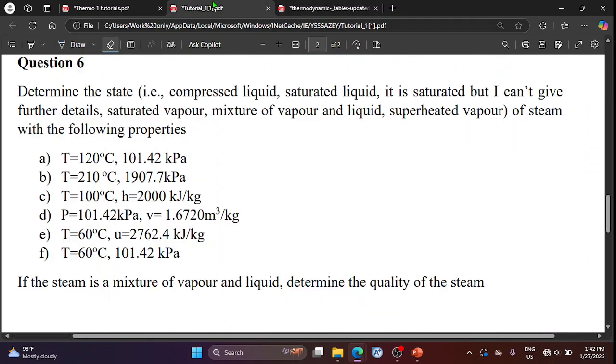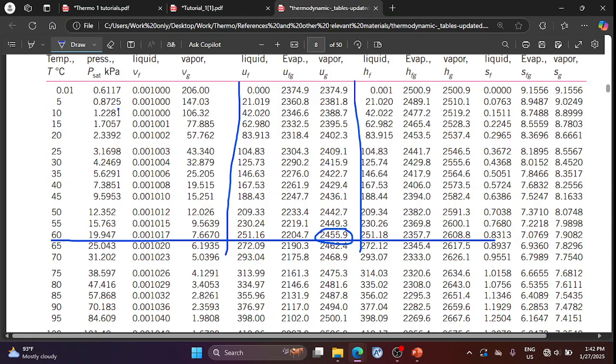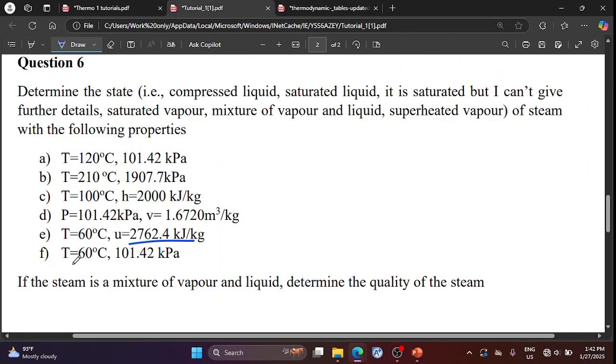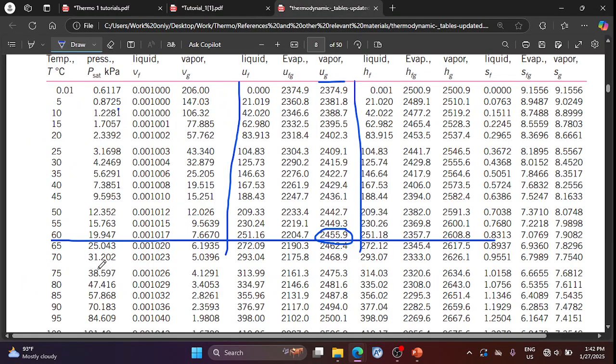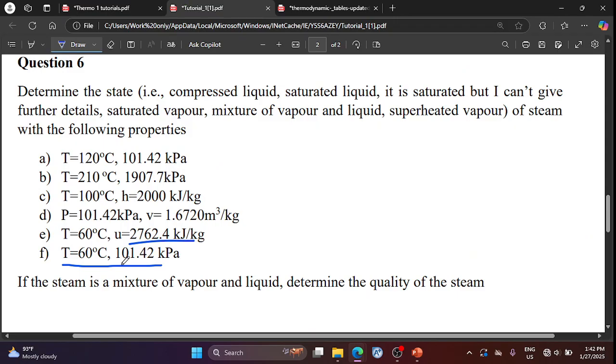And if we check it, we have 2762.4. That is above the UG value, 2455.9. So it's above the value when it is a saturated vapor. So it's going to be a superheated vapor. And the last one is 60 degrees Celsius and 101.42 kPa. So at 60 degrees Celsius, the pressure that we are seeing is 19.947 kPa. But the pressure that we are working with from the question is 101.42. This is more than the pressure that will keep it saturated.